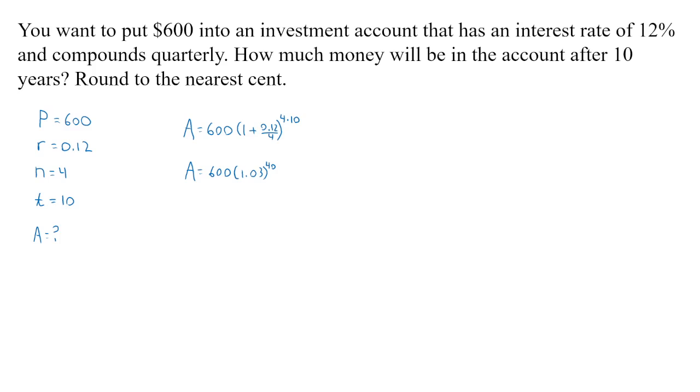So now we're going to enter this into the calculator. 600 times 1.03 raised to the 40th power. So A is 1,957.22. So therefore, the amount of money you're going to have left in the account is $1,957.22.